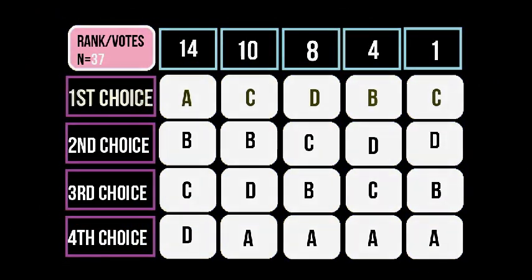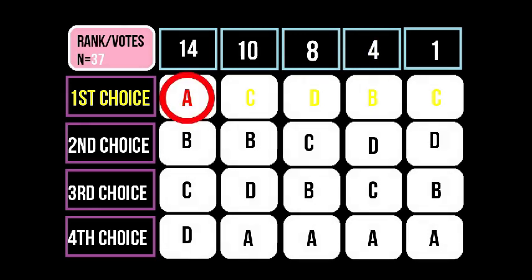Based on the number of first votes provided, it is obvious that candidate A got the most first-choice votes, which is 14 votes. C has a sum of 11 votes, candidate D with only 8 votes, and B with only 4. Thus, candidate A wins in the plurality voting method.